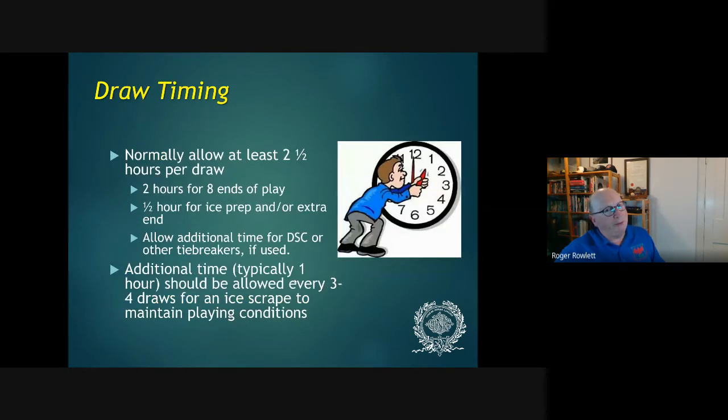So let's talk about timing. Normally you should really allow about 2.5 hours per draw. People try to cheat this down to 2 hours and 15 minutes or 2 hours, but the reality is that to play an 8-end game, it takes at least 2 hours. It's slower when you have less experienced players, or it could be longer too. I know some players at our club that play 3-hour games, but 2 hours is normally the amount of time you would have. You need another half hour really to account for the occasional extra end and to allow your ice crew to get out and prep the ice for the next game.